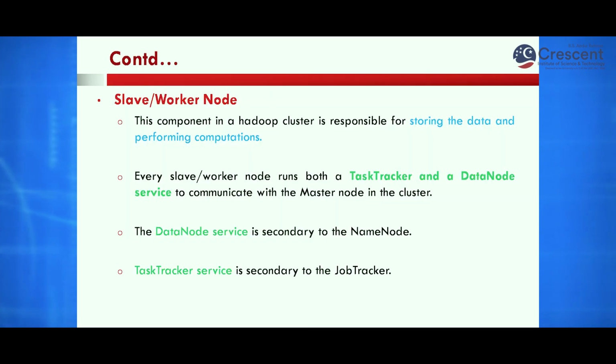So what is the use of the slave and worker node? The slave and worker node is mainly responsible for storing the data and performing the computation. Here the slave and worker node contains two things. One is the task tracker, another one is the data node service. The data node service is secondary to the name node, that is in the master node part. The task tracker service is secondary to the job tracker, that is also in the master node.